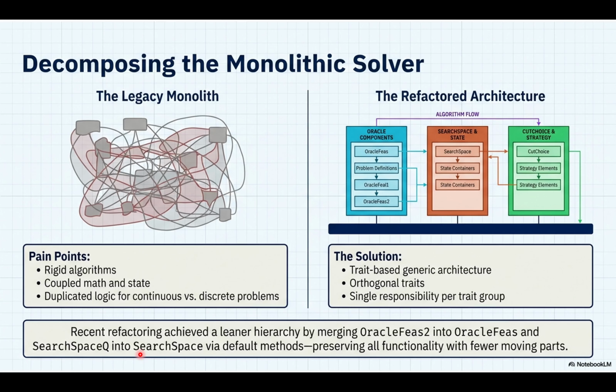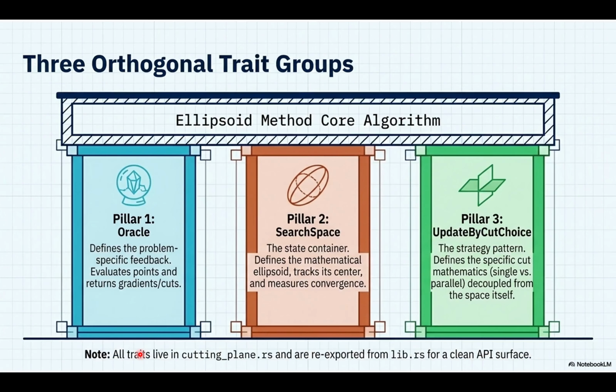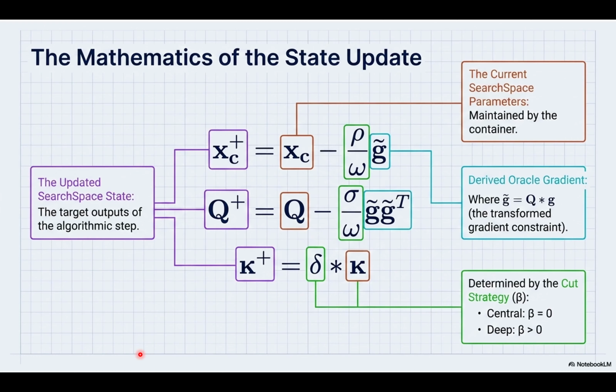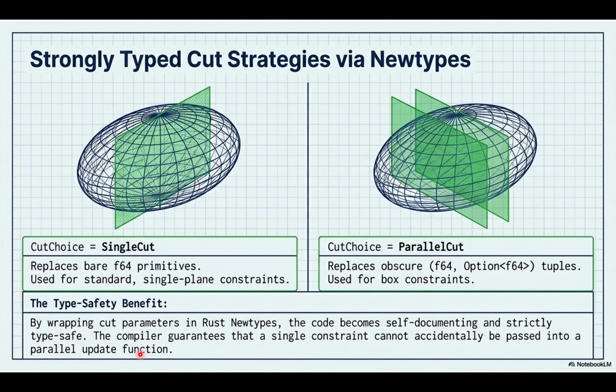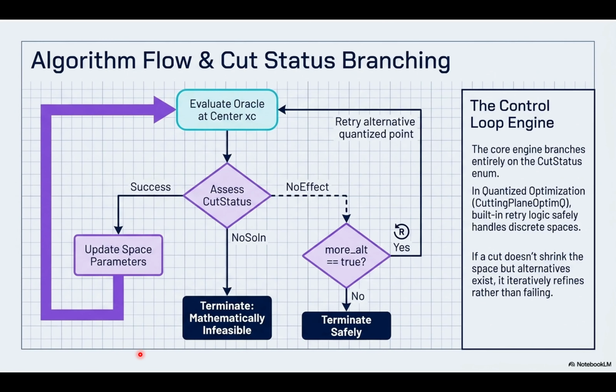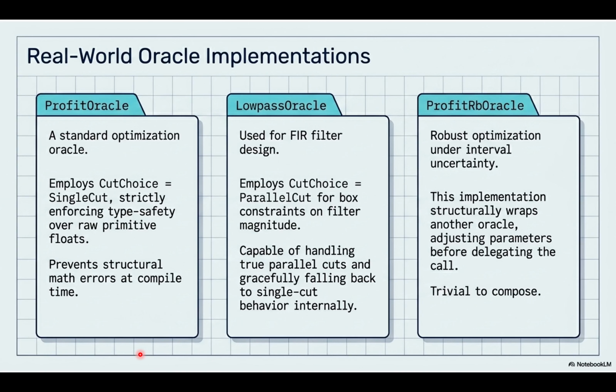The text also highlights the profit article for robust optimization. This is a perfect example of composition. Instead of writing a massive new block of code to handle robust optimization with interval uncertainty, this oracle simply wraps around an existing one. Right. It adjusts the parameters slightly and then delegates the actual heavy lifting down the chain. So you are just clicking existing Lego blocks together in a new configuration to get entirely new functionality. Exactly.